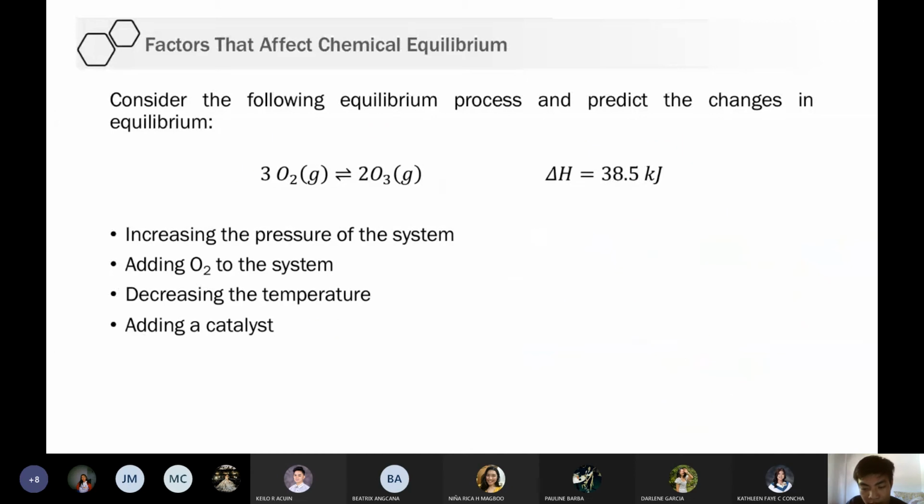So let's have another example. By the way, delta H is wrong here. Let me look for the correct value of delta H. Wait lang, hanapin ko lang. Let me look for the delta H value. That's a typo kasi.